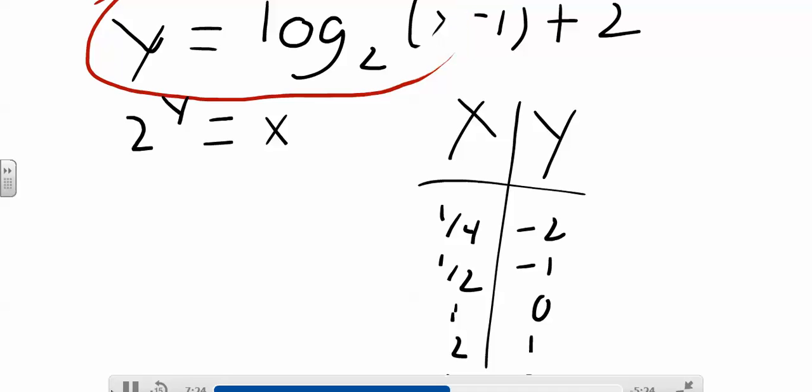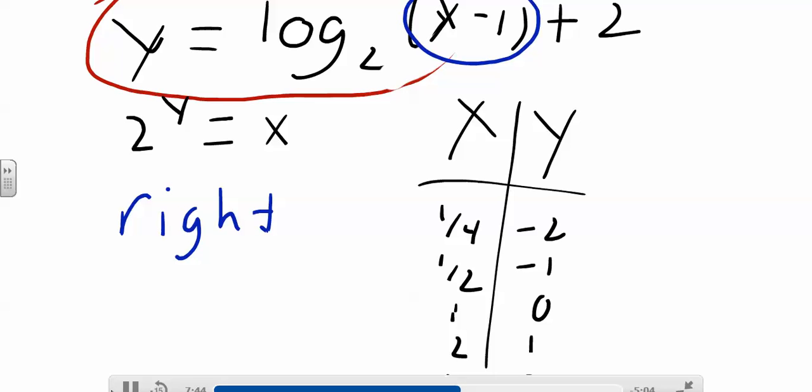So let's get rid of this for a second. What are our transformations? Well, first we've got this x minus 1. Remember, anything attached to the x moves left or right, and minus 1 will move it to the right one. So really what we have is a right 1.